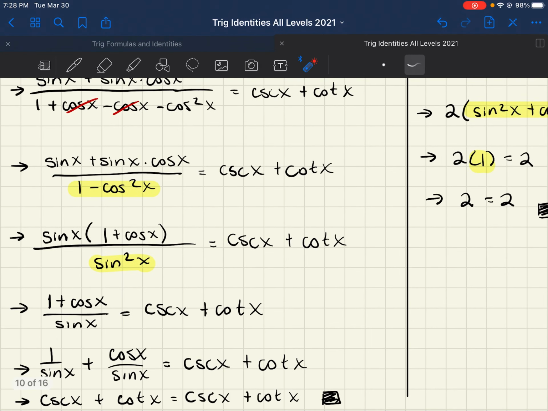And then let's separate the fraction. 1 over sine of x plus cosine of x over sine of x. 1 over sine of x is cosecant. Cosine over sine is cotangent. And that's what we wanted to prove to begin with.